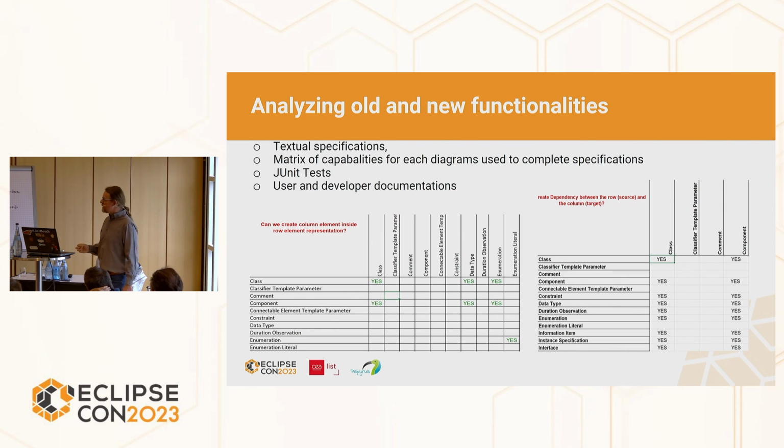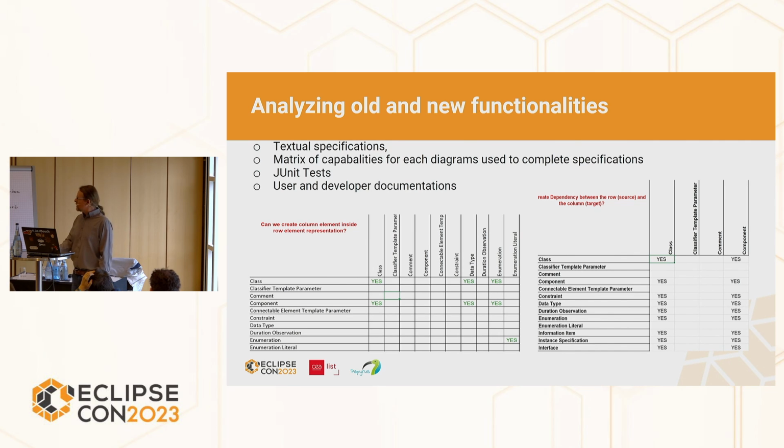So with this tool, we extract a spreadsheet. We create a spreadsheet like this for each diagram. So, for example, can we create a class inside a class? Yes, in the class diagram. And where can we create a dependency? A dependency can be created between a class and a class, and a component, and so on. So we have big spreadsheets of this behavior, and we use them to specify the new implementation of the Sirius diagram.